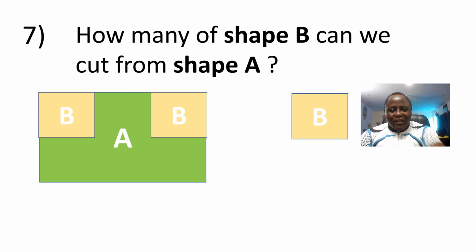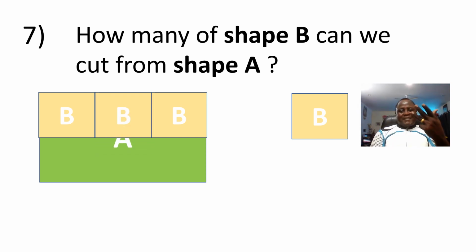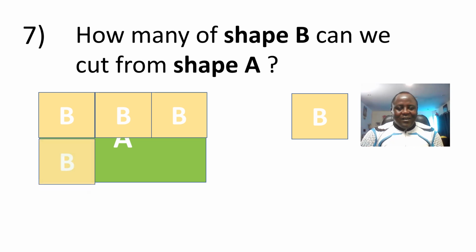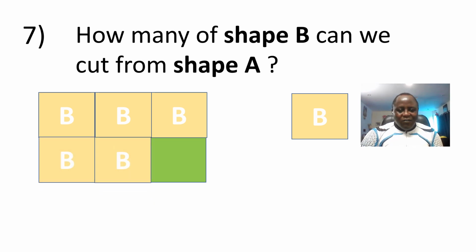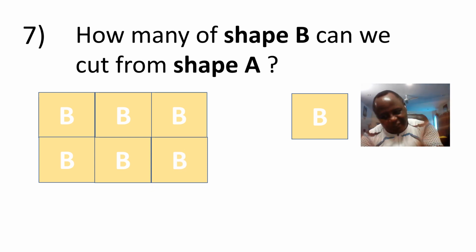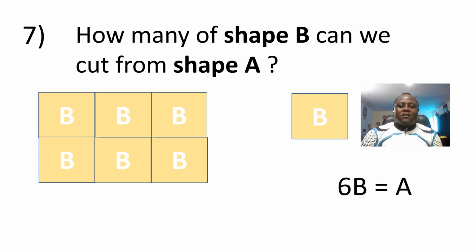So we have 2 already. Let's see. 3. How many do you have? 3 or 6? Or 4? How many? 4, 5, 6. Good job. If you had it correct, good job. Excellent. Good thinking. You're a genius. So we have 6 B's will be equal to 1 A.